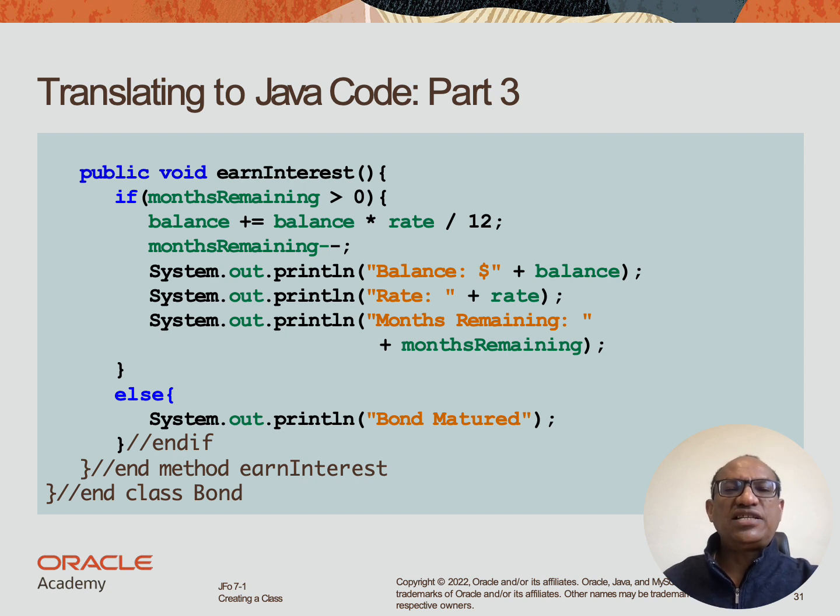Earning interest is the last behavior you need to translate into a method. An if-else statement is useful here as well. If there are months remaining in the term of the CD, interest is added, and one fewer month is remaining to earn interest. If there aren't any months remaining, the CD is mature and cannot earn interest.